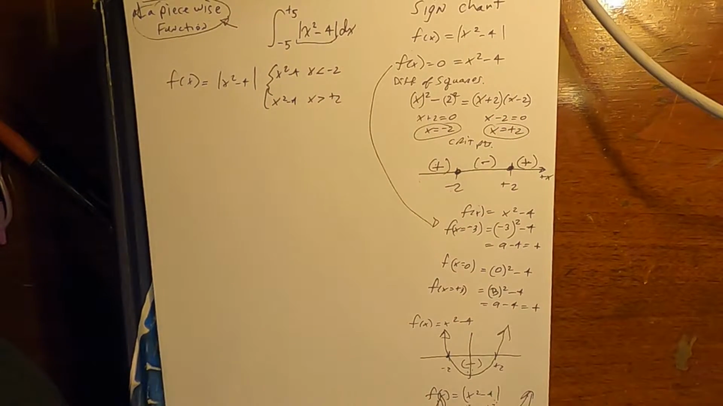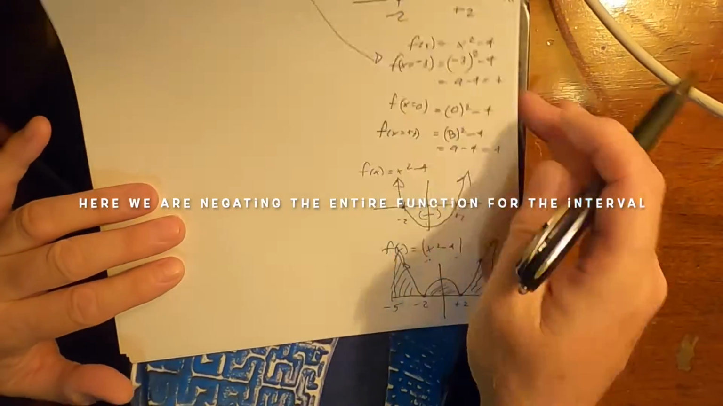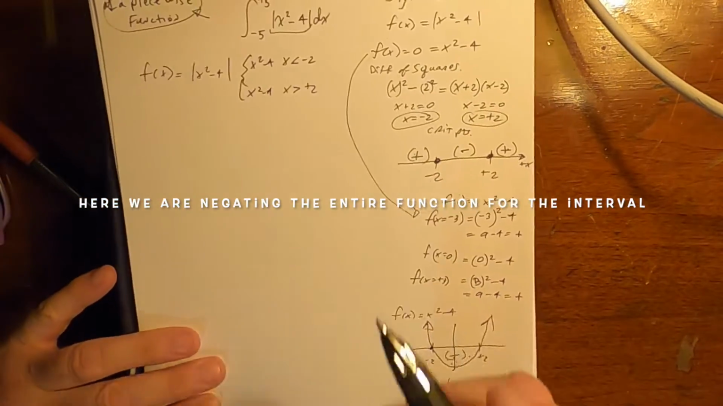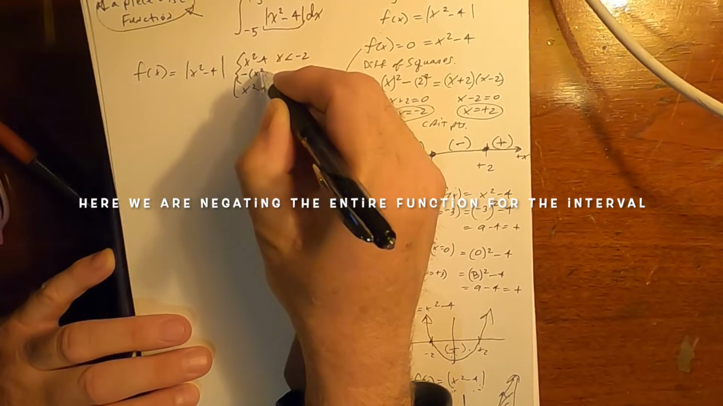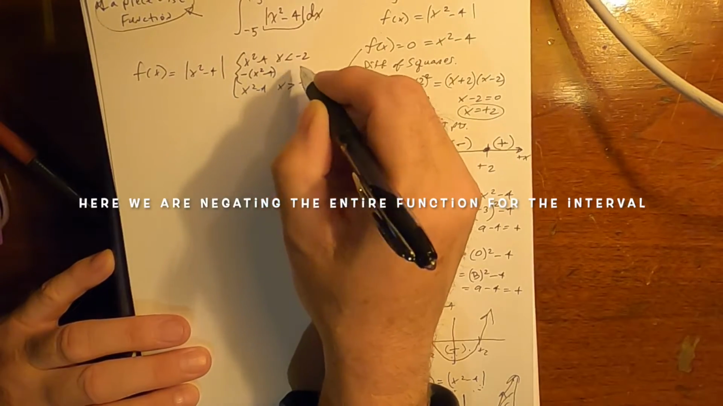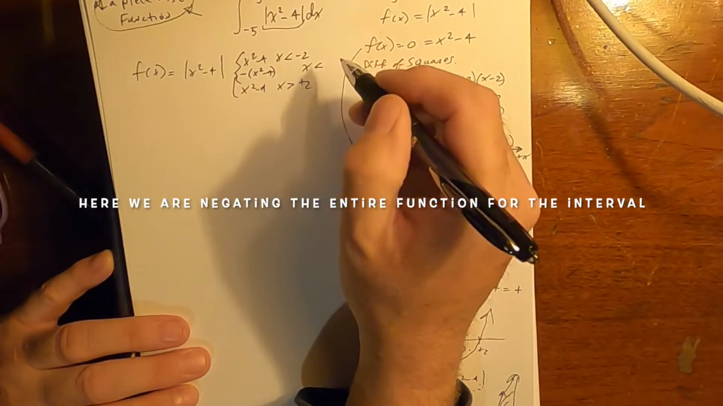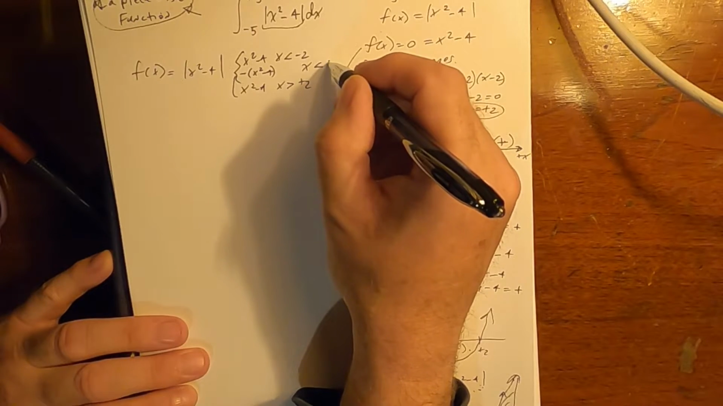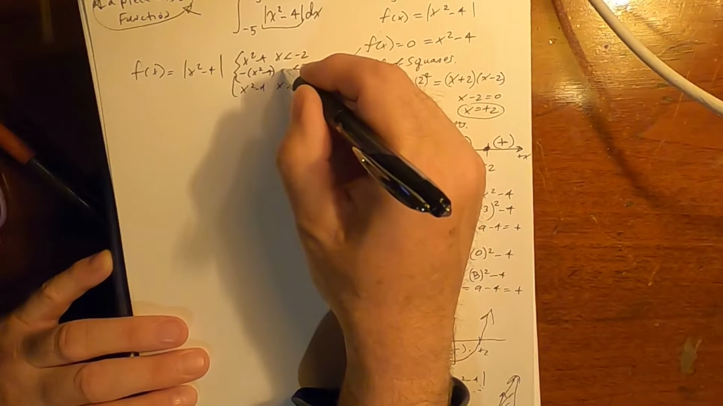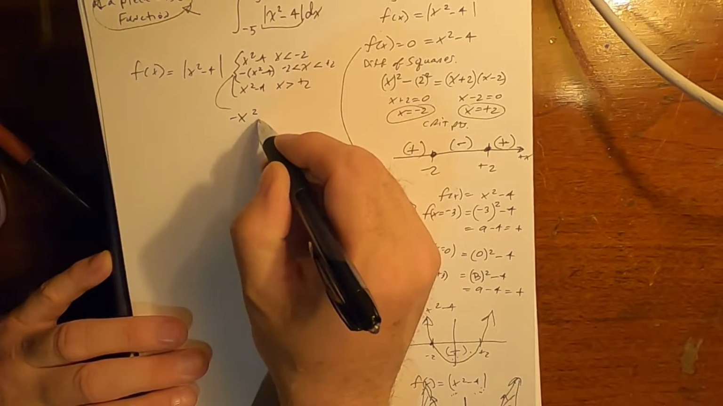But the problem is when we're dealing with in between these, we have this negative value of area, which we have to negate. So we're going to negate the entire function. We're going to put a negative x squared minus 4 for anything between these two values. So when x is less than +2 and greater than -2, what would that become? That would become minus x squared plus 4.